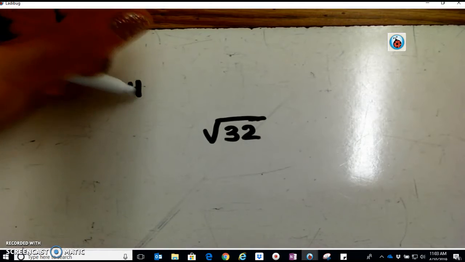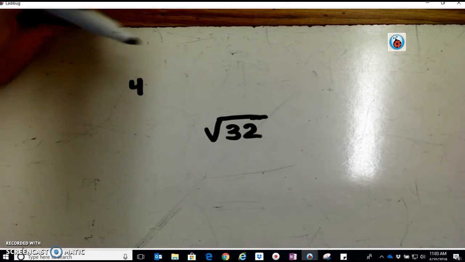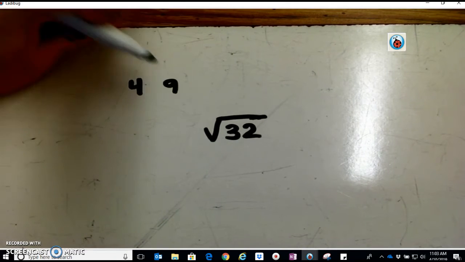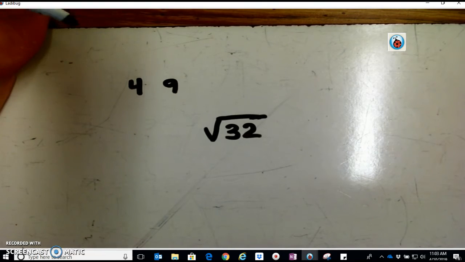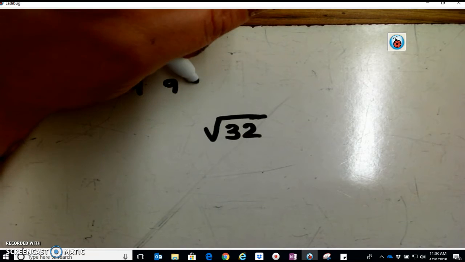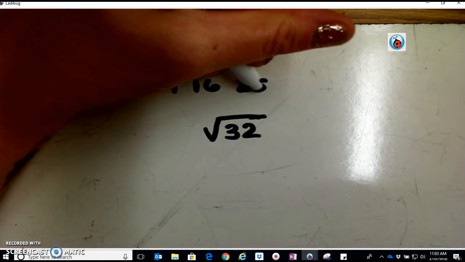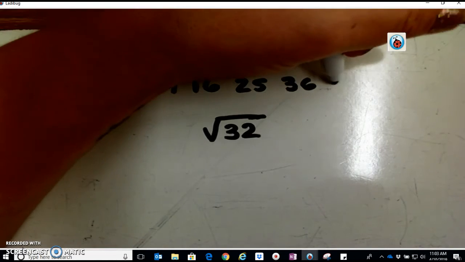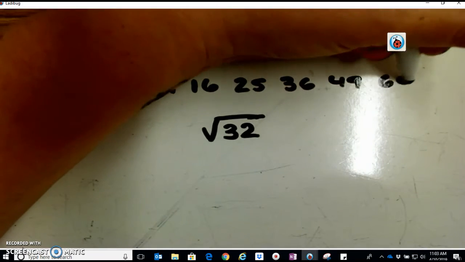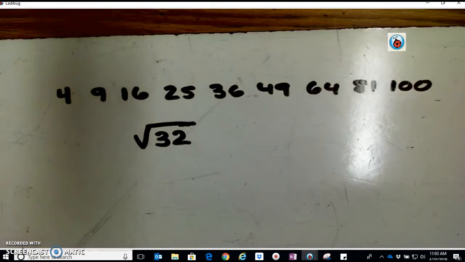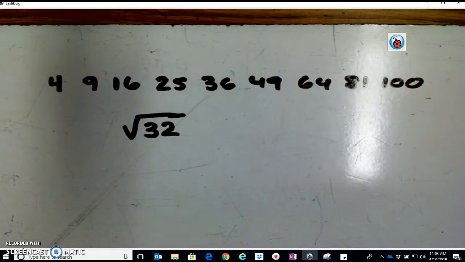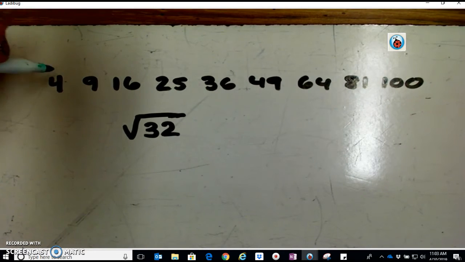We have our smallest one is 4 because that's 2 squared. Then we have 9, and then after that, 16, then 25, 36, 49, 64, 81, 100.